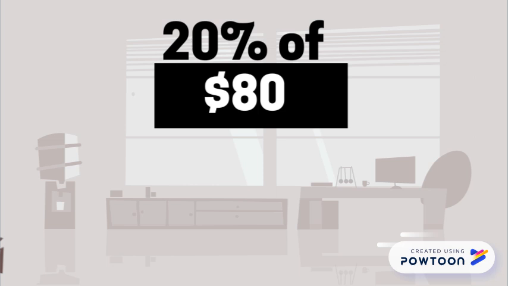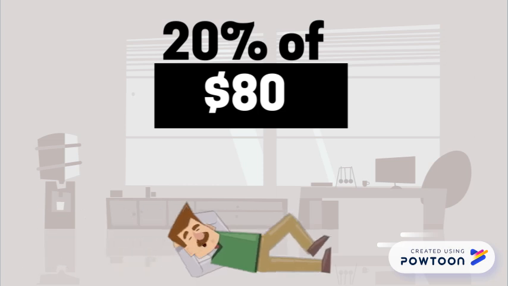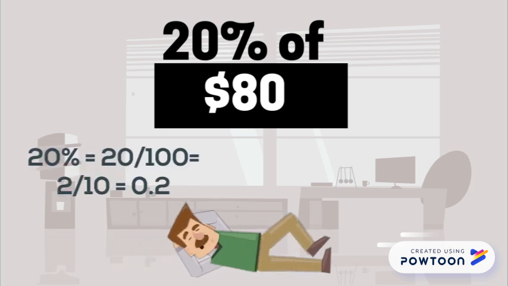So 20% of 80 is really just a very simple multiplication question. We just have to know what numbers to multiply. In this case, we can't multiply 20%, but we can change 20% to a number. So 20% is equal to 20 out of 100, which can be reduced to 2 out of 10, which is 0.2.